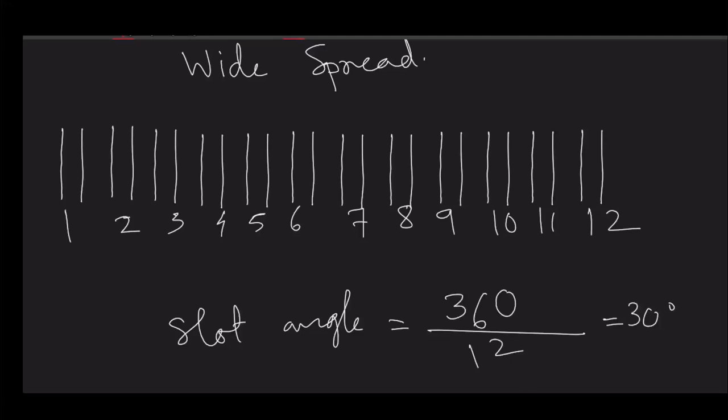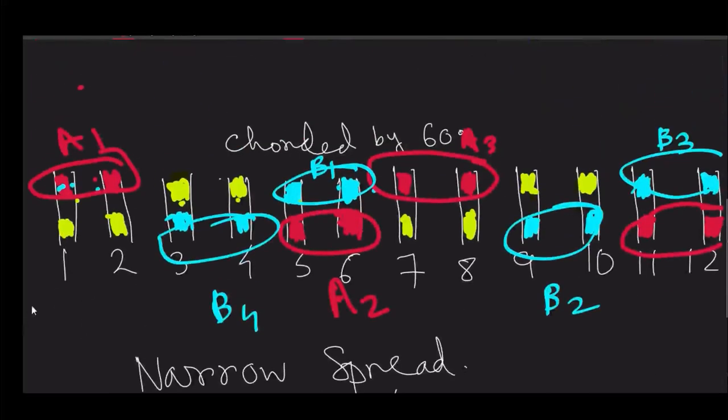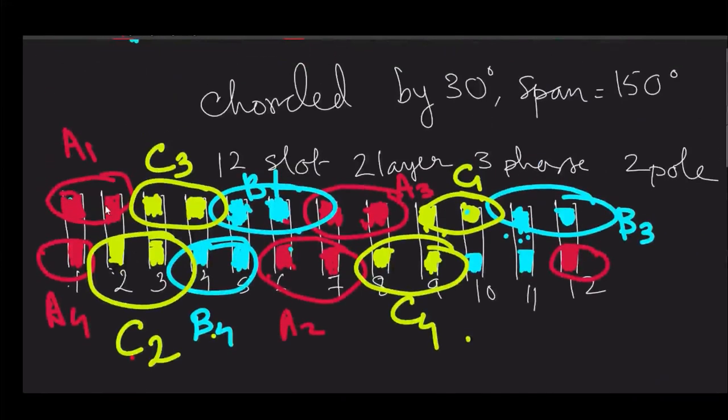Now what we claim here is that, instead of having two different ends of A, B, C as in the previous case, for the narrow spread coil all these conductor groups occupied 60 degrees. And these three occupied how much? These three occupied 180 degrees. And in total these six occupy 360 degrees in any layer.